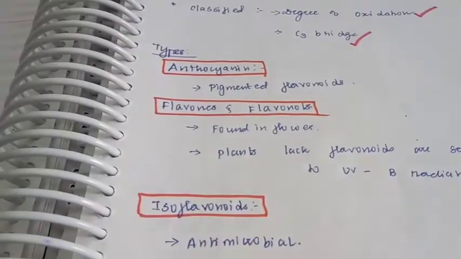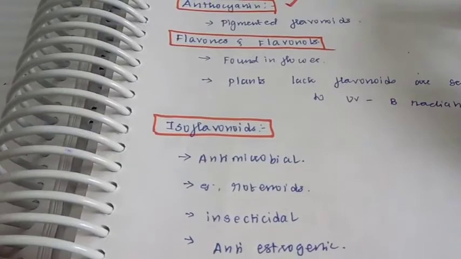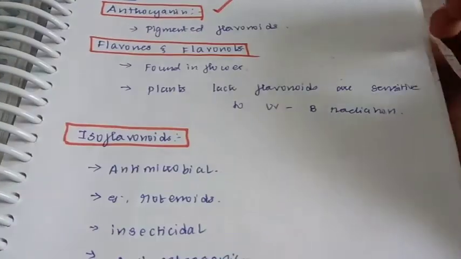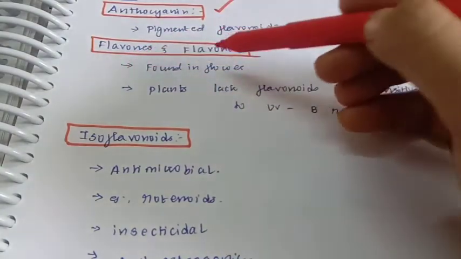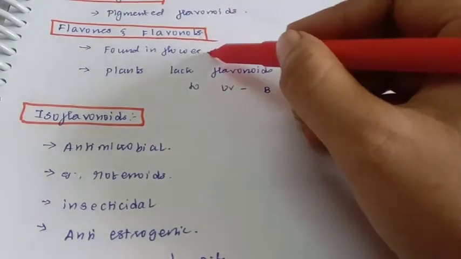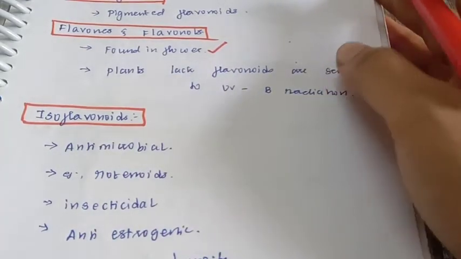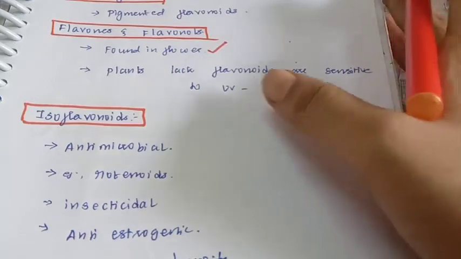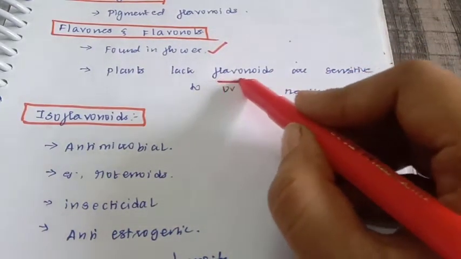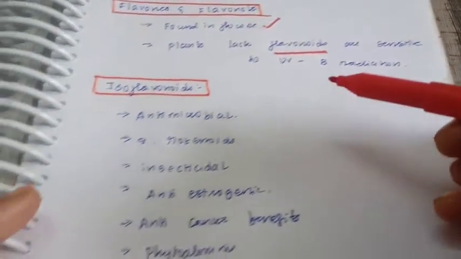So these flavonoids are classified into 3 types: anthocyanins, which are pigmented flavonoids, and these are responsible for colored pigment in various flowers. Next are the flavones and flavonols, and these are colored pigments found in flowers. Okay, and these flavones and flavonols will provide protection against UVB radiation. Those plants that lack these flavonoids are generally sensitive to this UVB radiation, and they are generally killed.